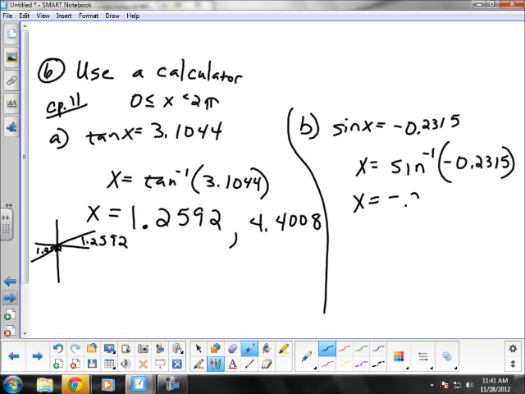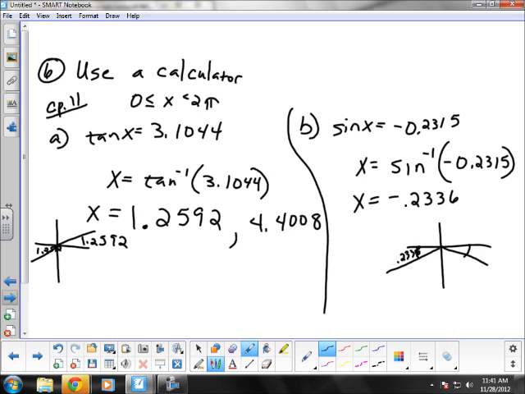Negative 0.2336. Where is that? That just gave me an answer in that fourth quadrant, didn't it? What does the negative angle tell me? That I went clockwise. So I'm in the fourth quadrant. Where else is the sine negative? In the third quadrant. So I need to know if my reference angle is 0.2336, what is this angle measurement?